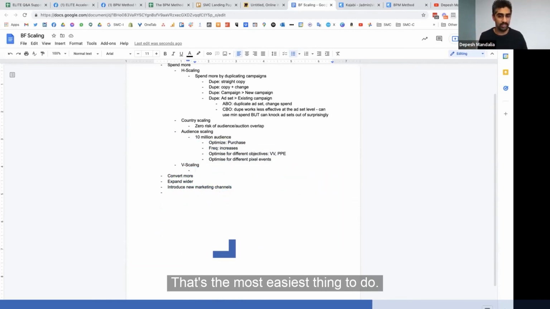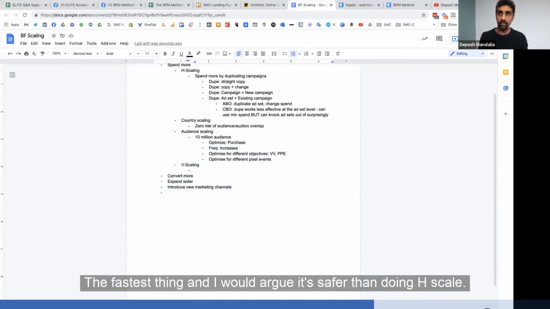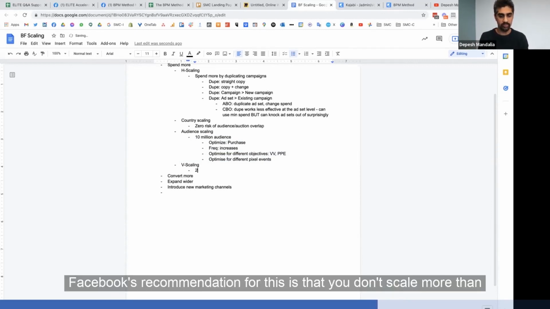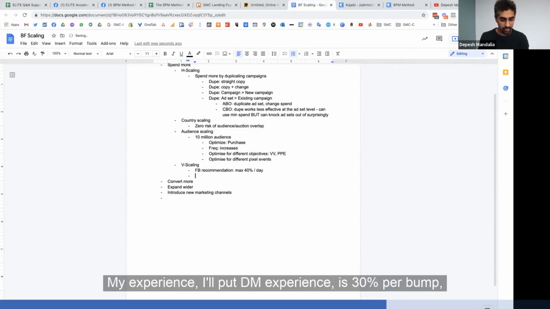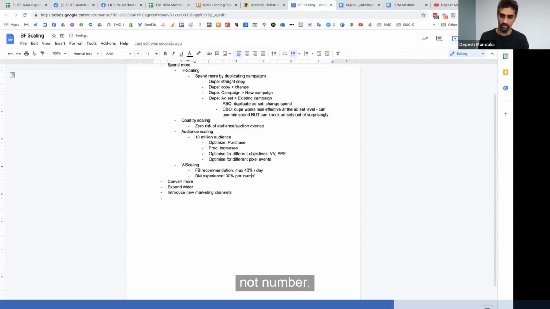That's the easiest thing to do, the fastest thing. And I would argue it's safer than doing a horizontal scale. Facebook's recommendation for this is that you don't scale more than 40% per day. My experience, I'll put DM experience, is 30% per bump.